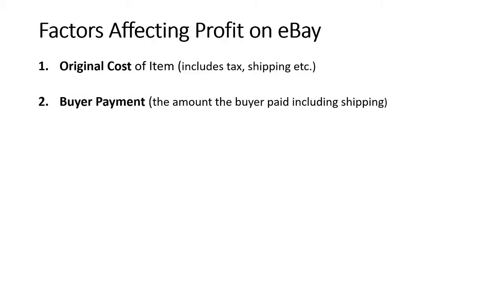The second thing is the actual buyer's payment. So this basically boils down to what you are charging for the item, right? So this is the amount that the buyer pays, which includes shipping if the buyer is paying for shipping. Number 3 is the shipping cost, meaning the cost of you shipping the item to the buyer. So if you're paying for shipping, the shipping cost would be the money that you are spending to ship the item to the buyer.